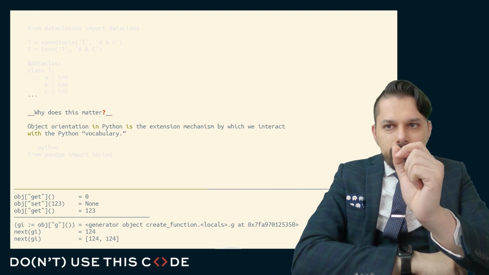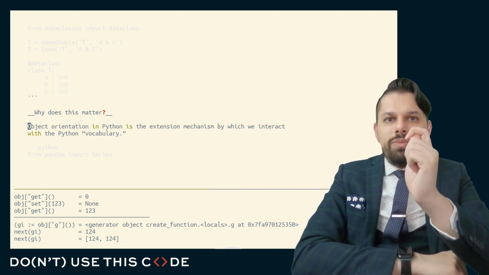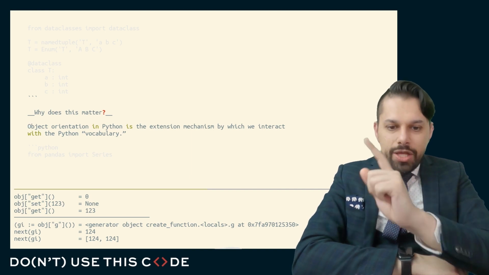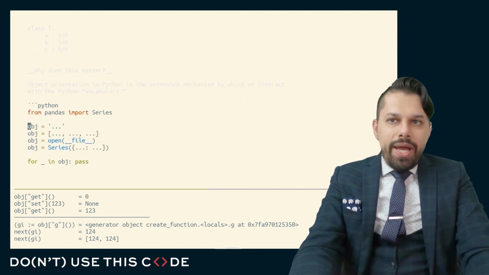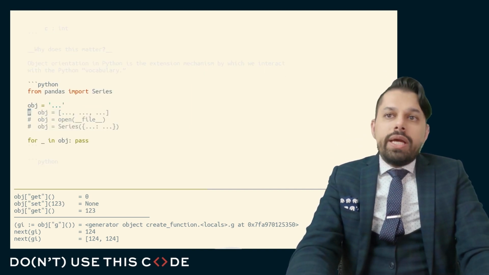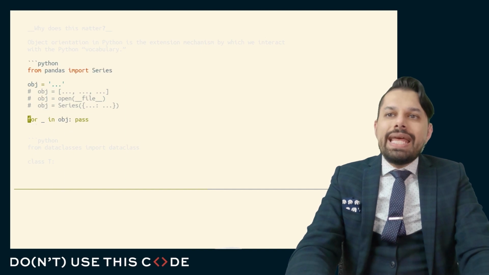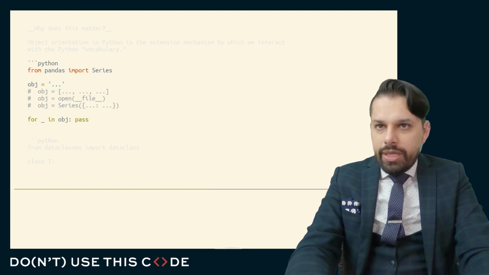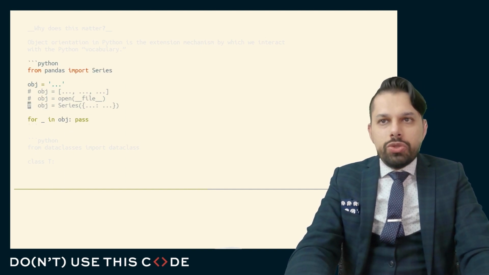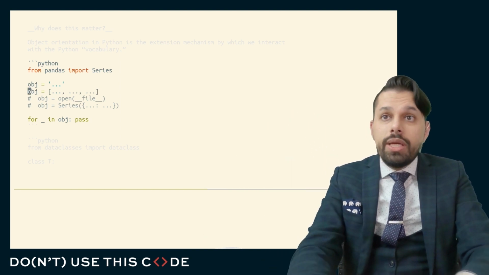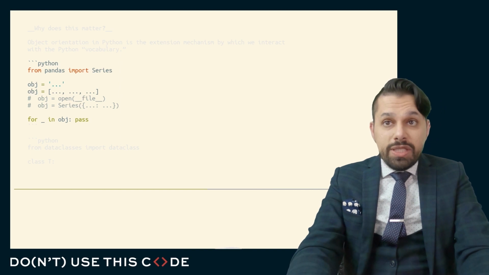Well, object orientation in Python is the extension mechanism by which we interact with the Python vocabulary. In other words, in Python, we can express a notion to a person reading our code that is a very abstract notion, like this is an entity that contains other things. Loop over it and look at each one of those things. This works on a string. It gives us each one of the Unicode code points from that string. It works on a list, gives us each element of that list.